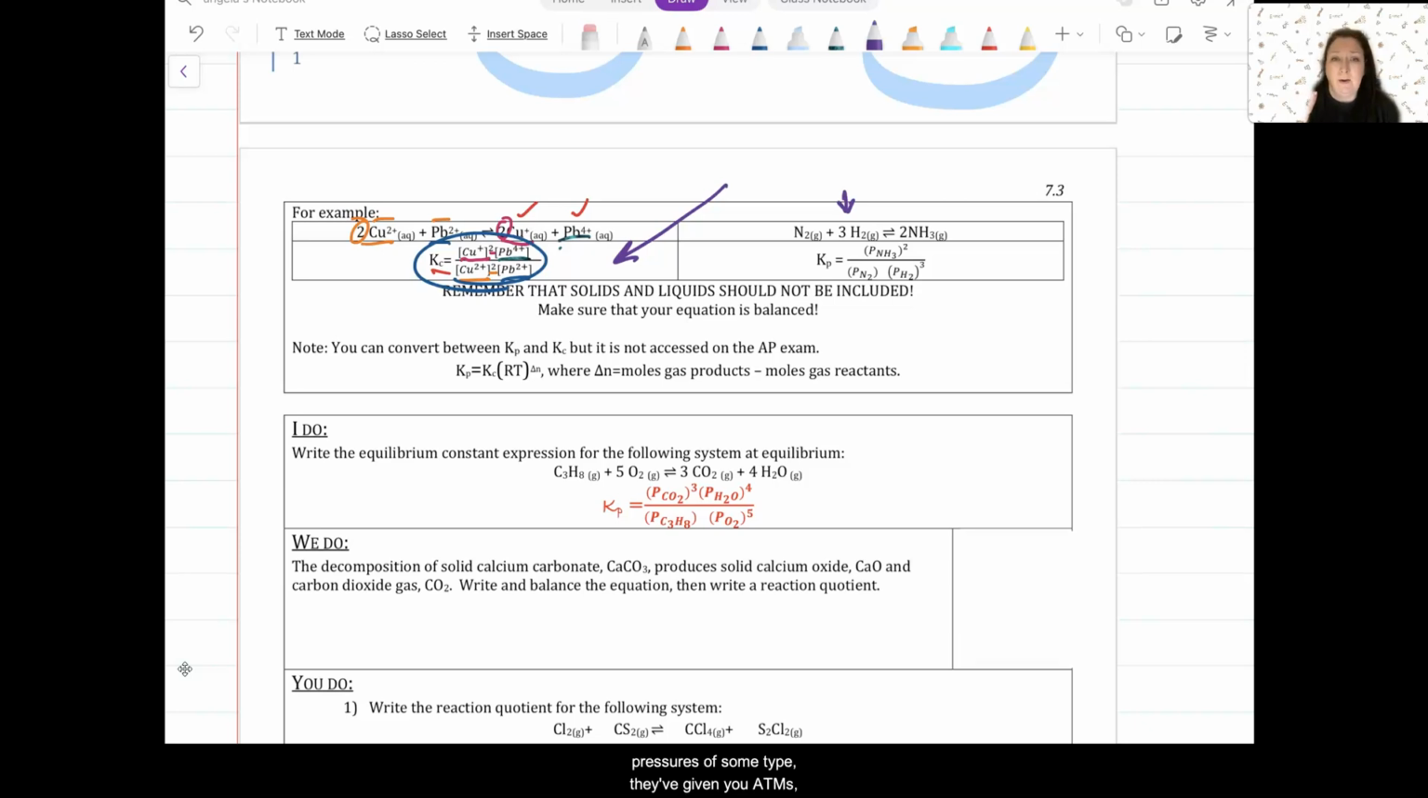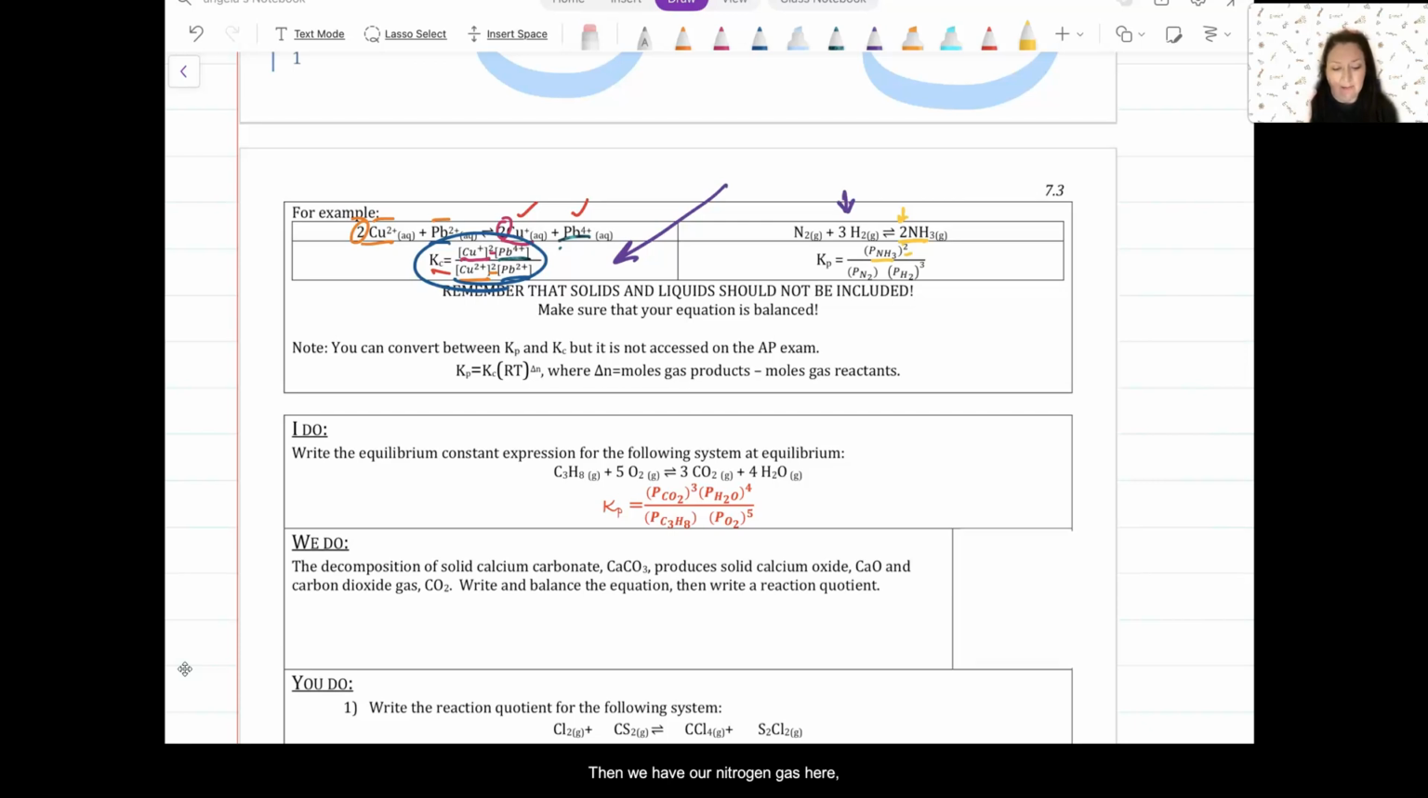Now, assuming that you have pressures of some type. They've given you atms, you've somehow indicated that that's what you're working with, then you're just going to go through it step by step. So I have my products on the top, which is ammonia gas, and that is right here. And his coefficient is a 2, exponent is a 2.